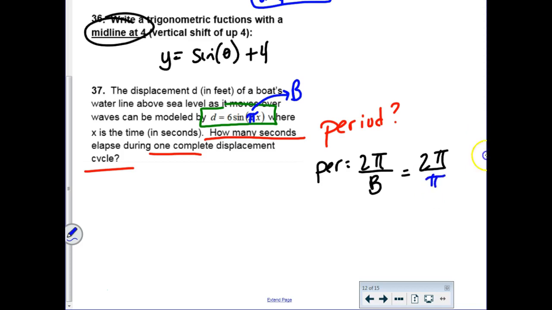If the answer comes out to something like 2 seconds, yeah, that makes a lot more sense. The boat goes up and down every 2 seconds. Yes, it does. I don't know. Maybe.